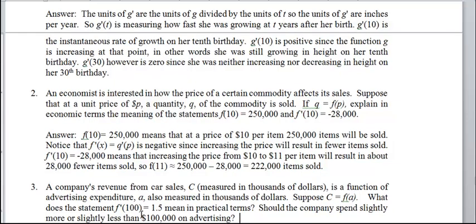Try another one. A company's revenue from car sales, we'll call that C, measured in thousands of dollars, is a function of advertising expenditures, A, which are also measured in thousands of dollars. Suppose C equals f of A. What does the statement f prime of 100 equals 1.5 mean in practical terms? If that's true, should the company spend slightly more or slightly less than $100,000 on advertising? Once again, you work it out and come back and check your answer when you're finished. Press pause now.